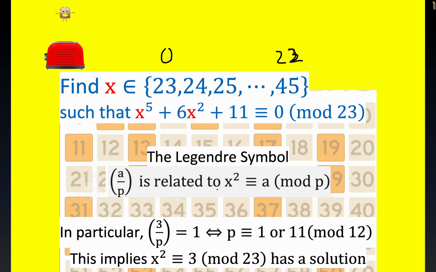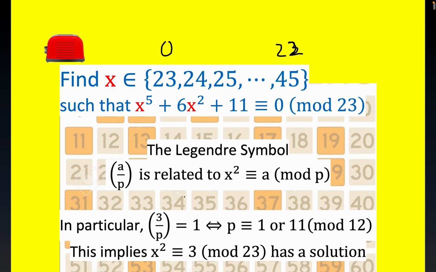This is not intended to be a complete development of the Legendre symbol. It's a trivalent symbol. If P divides A, then it's equal to 0. If this symbol is equal to 1, that means there is a solution to this congruence mod P. If it's equal to -1, there's no solution. Due to number theory results that I can't prove, the symbol 3 over P is equal to 1 for prime numbers that are congruent to 1 or 11 mod 12.